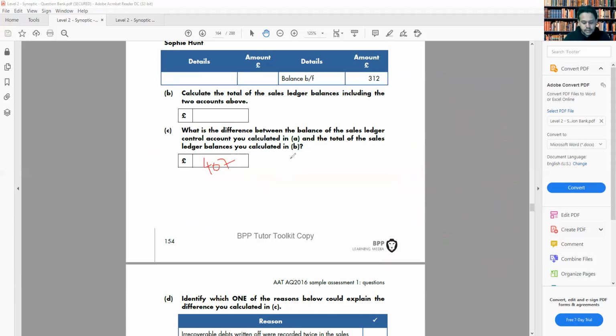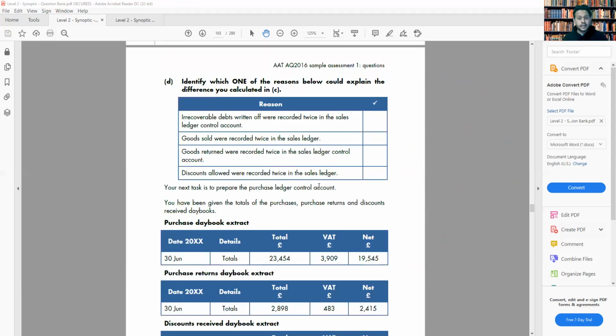All right, the next one we have is number D. Let's have a look at what we have in number D. That's a theory question. Number D is saying, identify which one of the reasons below could explain the difference. So why the sales ledger and the sales ledger control are not matching.